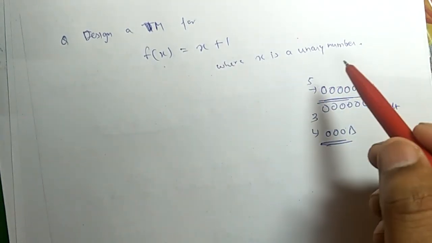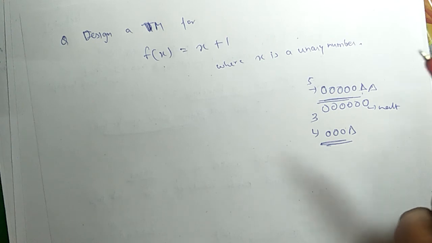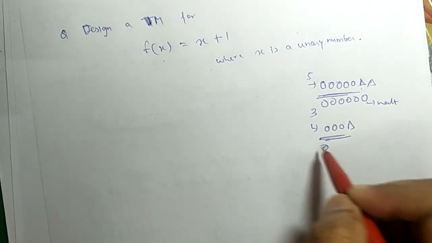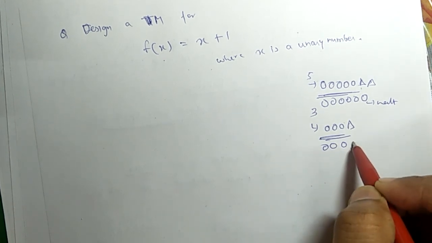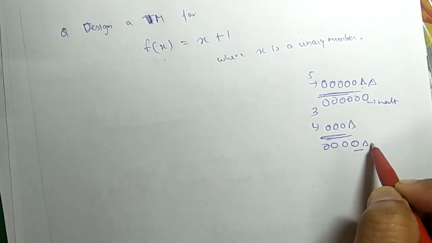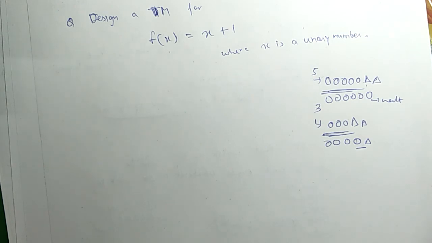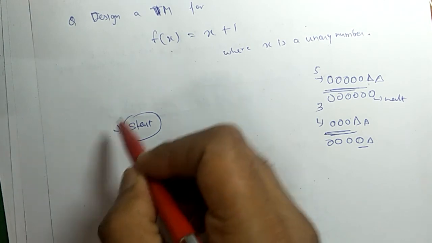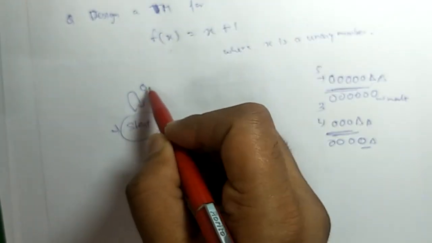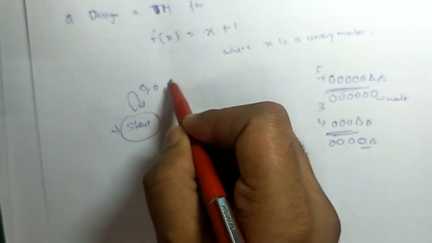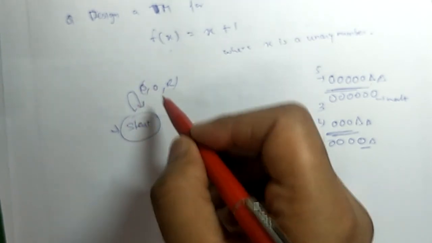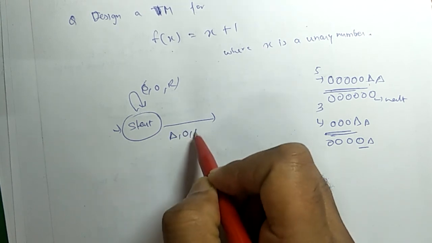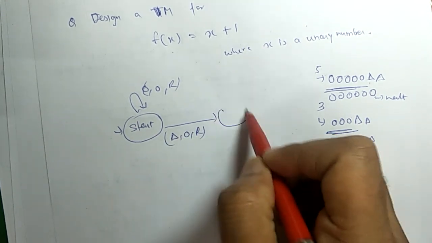So x is a unary number that is made of only one symbol, so that is very simple to perform. You have to reach the corner and convert this blank to a 0. So it is very easy. Start, getting 0, leaving it as 0 and moving to right. You can use any other symbol in place of 0 also, and reach the blank and convert to 0 and move to right and halt.